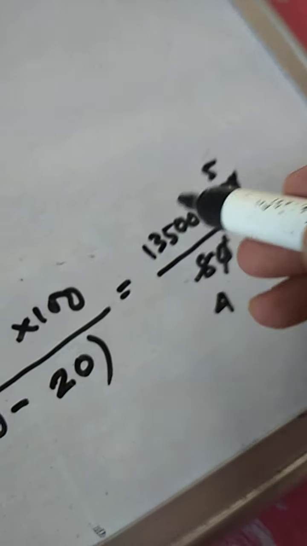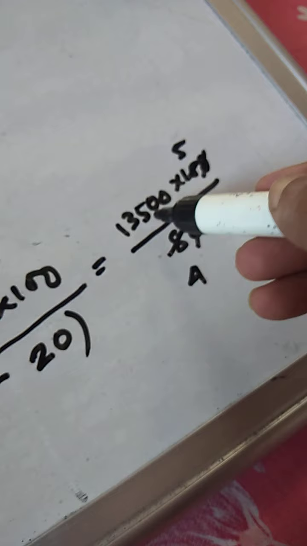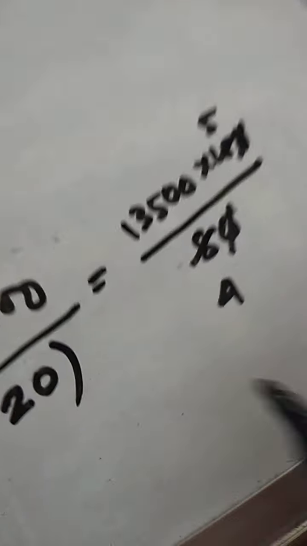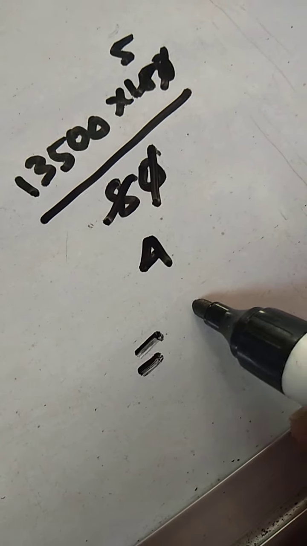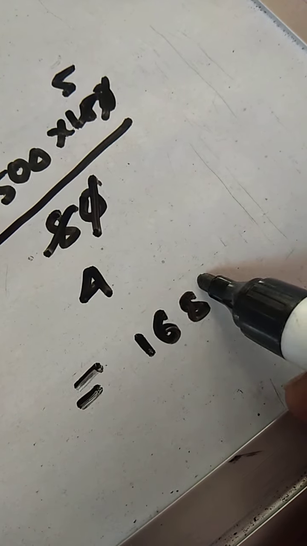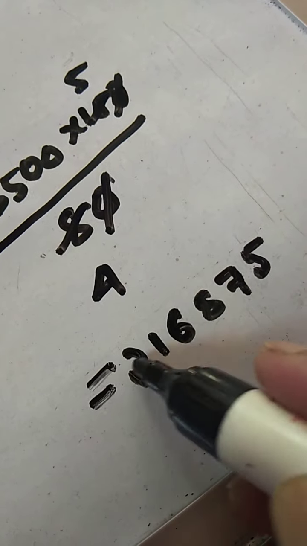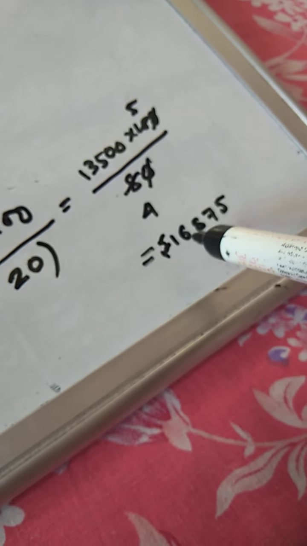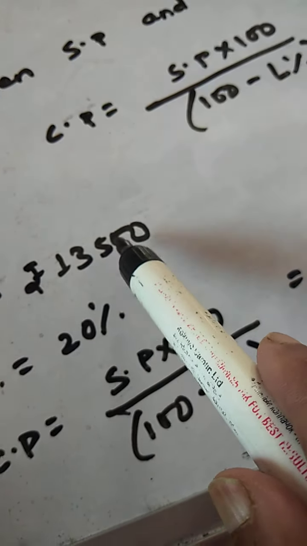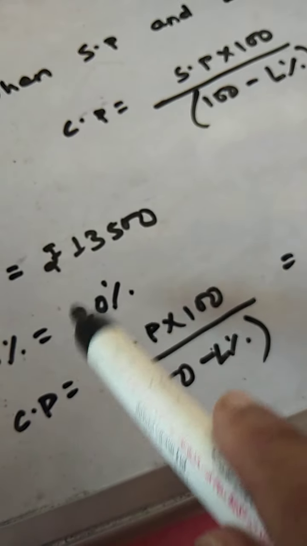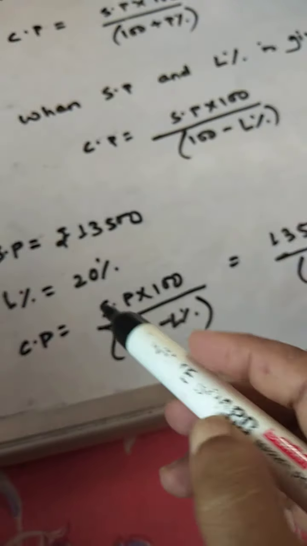Now let me see if it is reducible or not. So if you reduce it, your answer will come as 16875. So this is your CP. At this price, Juhi bought the washing machine and she sold it at the price of 13,500. She bought it at about 16,000 and sold it at 13,500. That is the reason she was making a loss of 20%. So this is the solution of question number 6. See, so easy, isn't it? You just have to remember the formula, put the values and solve it.